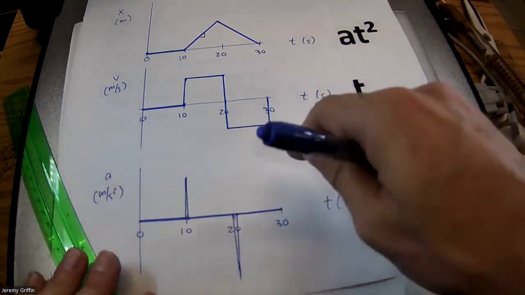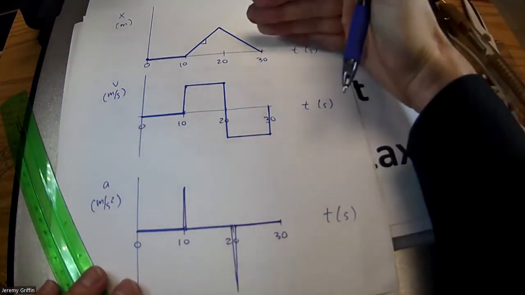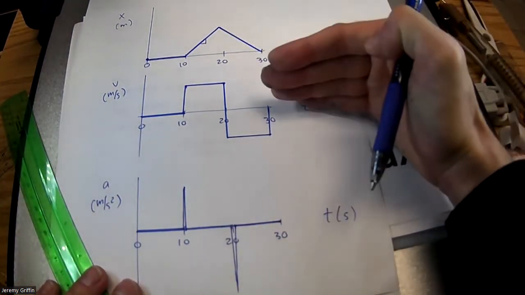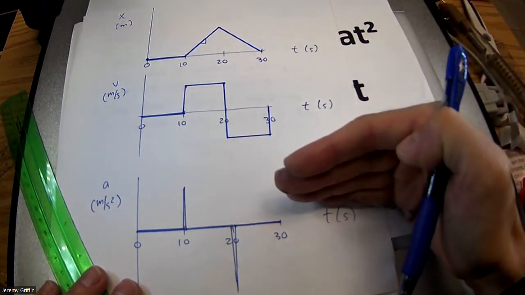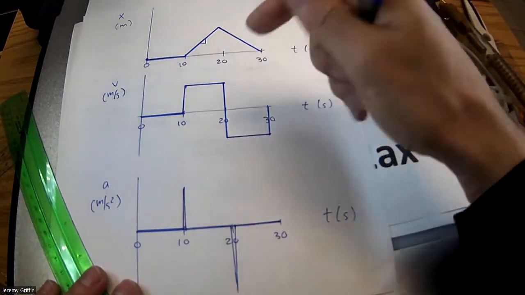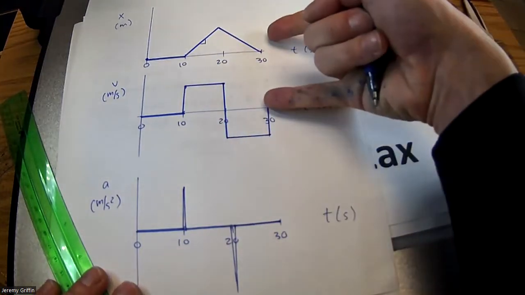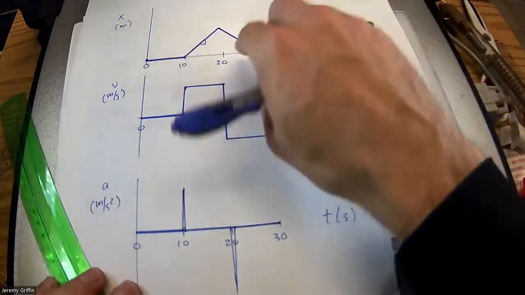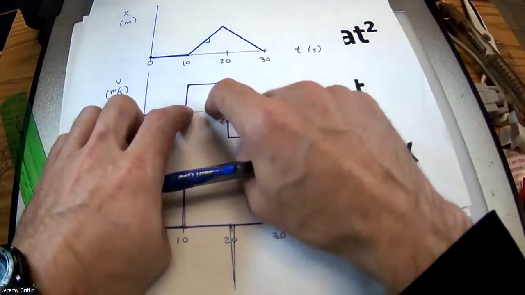How do I know that? Because you guys know the slope of x versus t tells you v versus t. The slope of v versus t tells you a versus t. But you could also go from bottom to top. So here, let's look at v versus x. How do you go from v to x? What property of v tells you x?